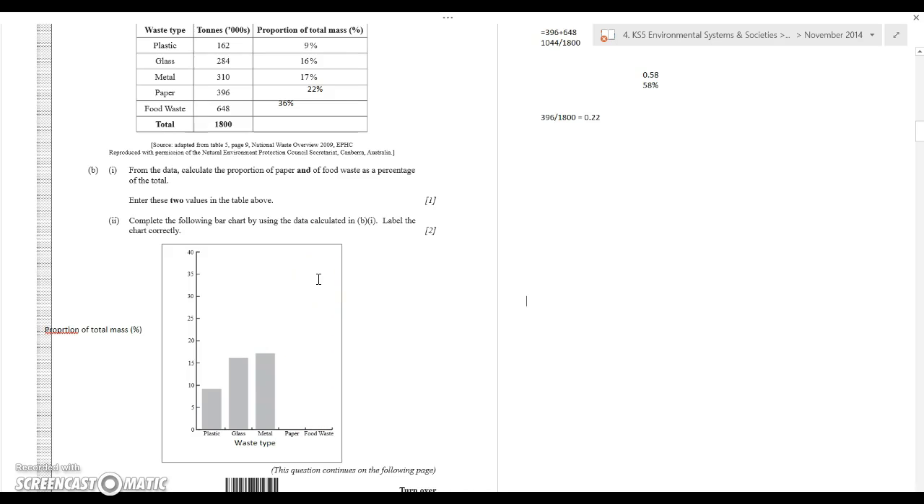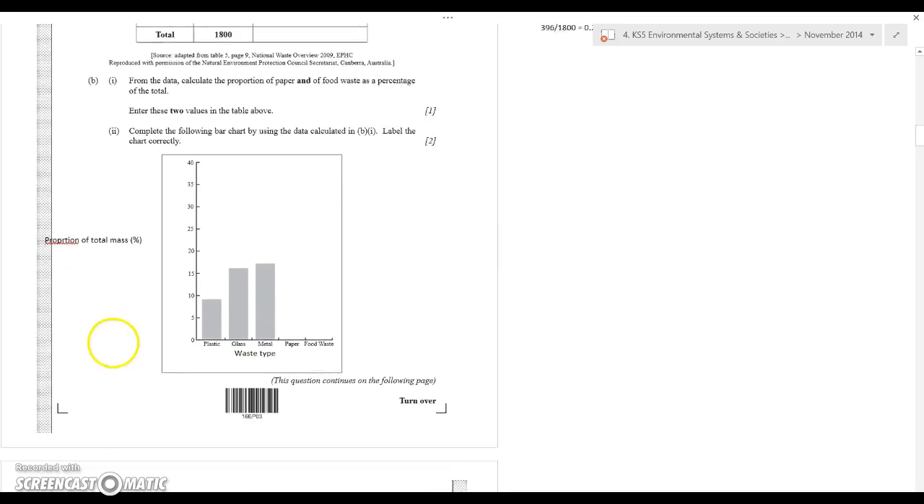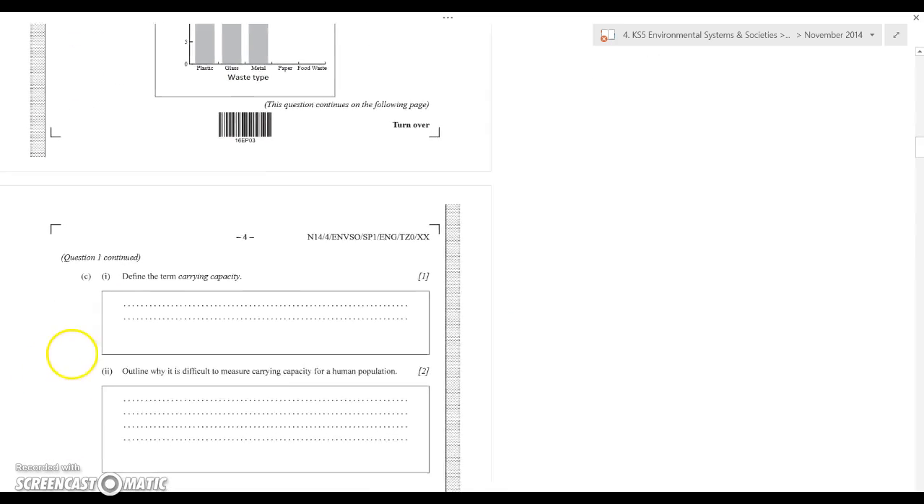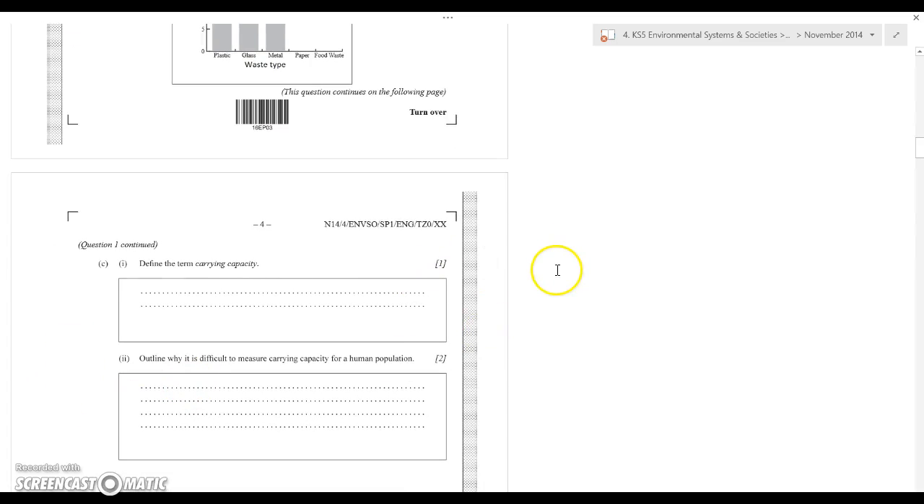With a bar chart, you can instantly see that the paper and the food waste are the most, and food waste is the most. Just makes it really, really clear to see. But notice that it says label the chart correctly. That's probably going to be for a whole mark here. Right. Now we're still on question 1. Define the term carrying capacity. I can define that, but I'm also still thinking about waste, and I'm thinking about how there's probably not enough resources for the whole world, and that might help me remember what carrying capacity is all about.